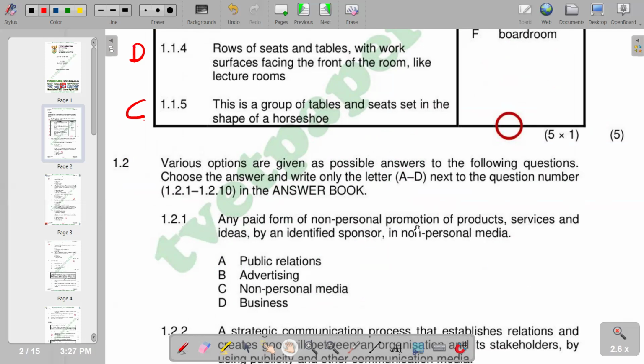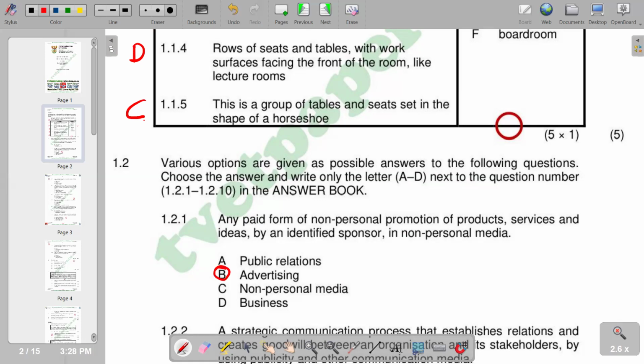Any paid form of non-personal promotion of products, services, and ideas by an identified sponsor in non-personal media. So you'd see that according to our responses, we've got public relations, advertising, non-personal media, business. So with the responses that we are having there, you'd see that the correct one that we have is advertising, which we have on B. So we have B as the correct answer.